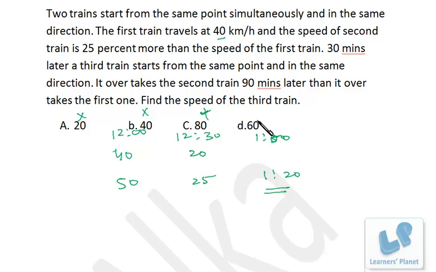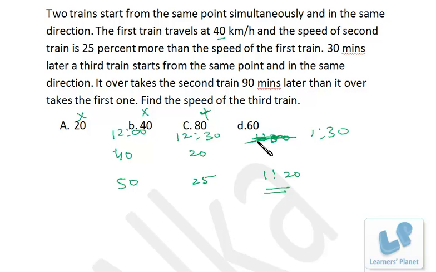If I assume the speed of the third train is 60, right? So the gaining speed of this train compared to this will be 20 km per hour. Now it has to gain 20 km, so it will take 1 hour, right? Gaining speed is 20 and it has to gain 20, so it will take 1 hour. So after the 12:30 start, it will cross at 1:30.